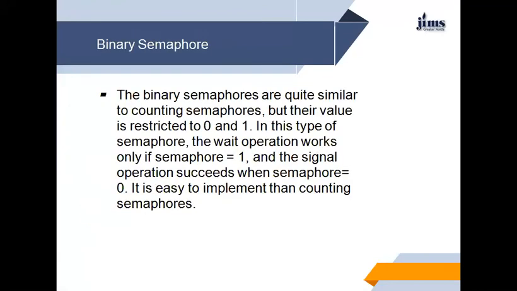The second type of semaphore is the binary semaphore. Binary semaphores are quite similar to counting semaphores, but their values are restricted to 0 and 1. Since this is a binary semaphore, only the two numbers 0 and 1 are used. In this type of semaphore, the wait operation works only if the semaphore value is equal to 1. So a binary semaphore is a semaphore with an integer value that can range only between 0 and 1.